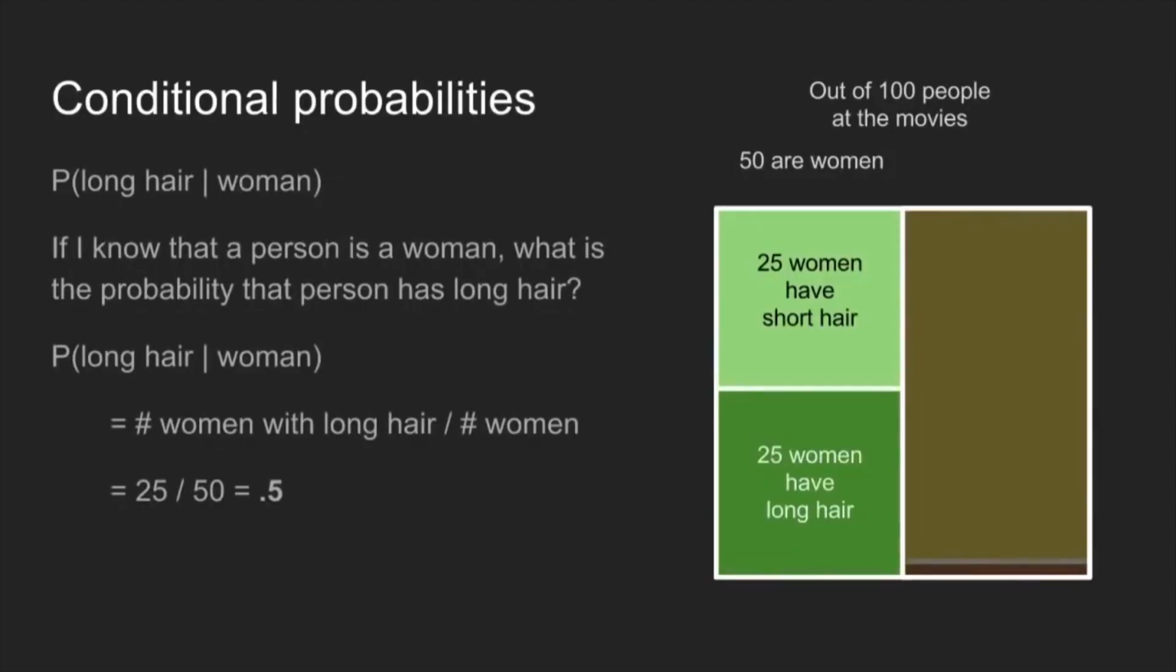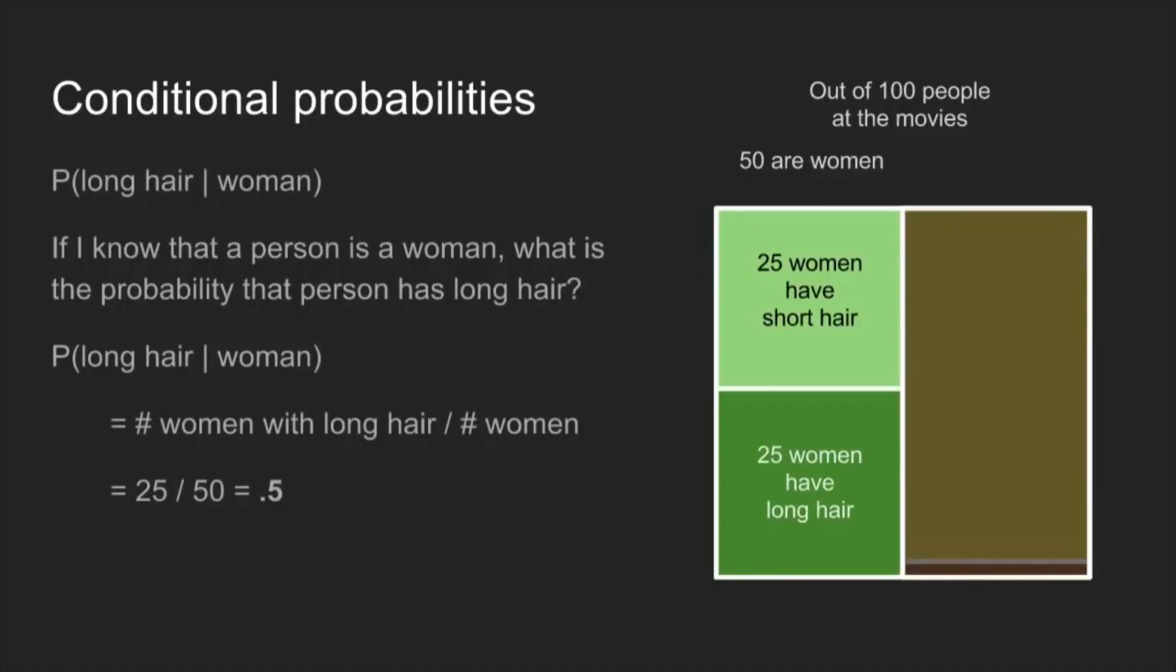Now, Bayes' theorem is a little bit tricky, so to be very precise, we're going to have to talk math. If you bear with me for just 3 probability concepts, we'll lay the foundation for presenting Bayes' theorem. The first one is conditional probabilities. If I know that a person is a woman, that's the condition, what's the probability that that person has long hair? It's written as probability of long hair given that a person's a woman.